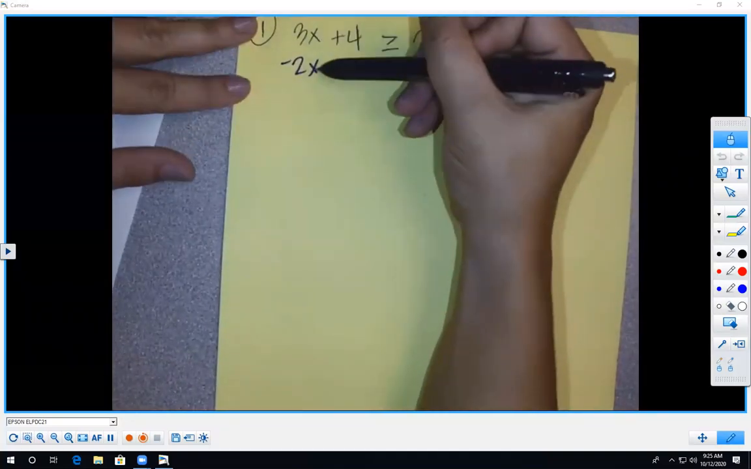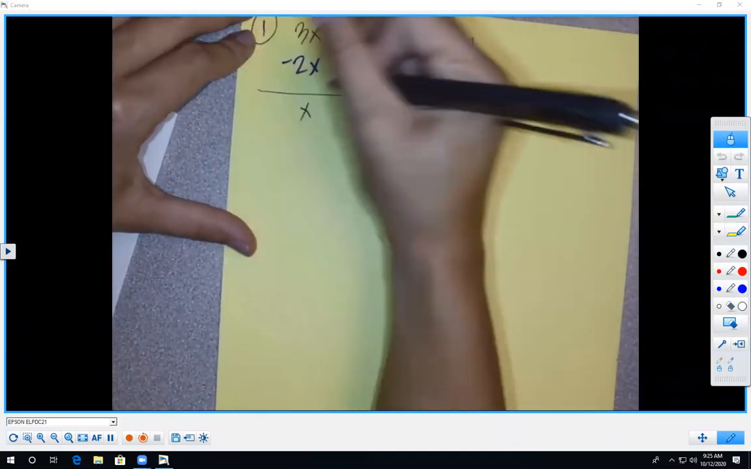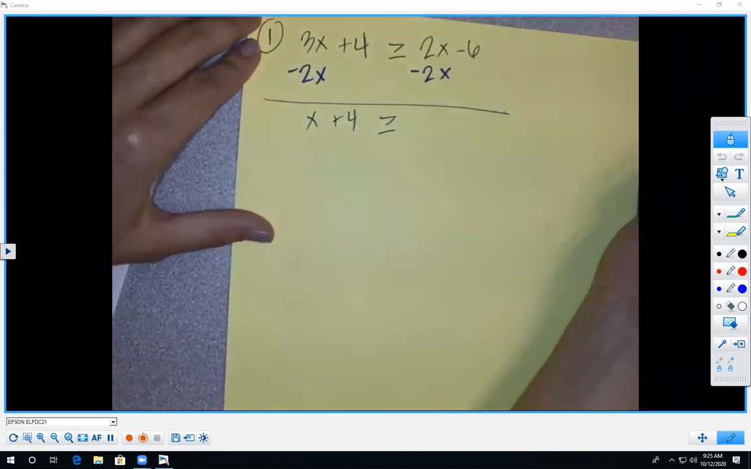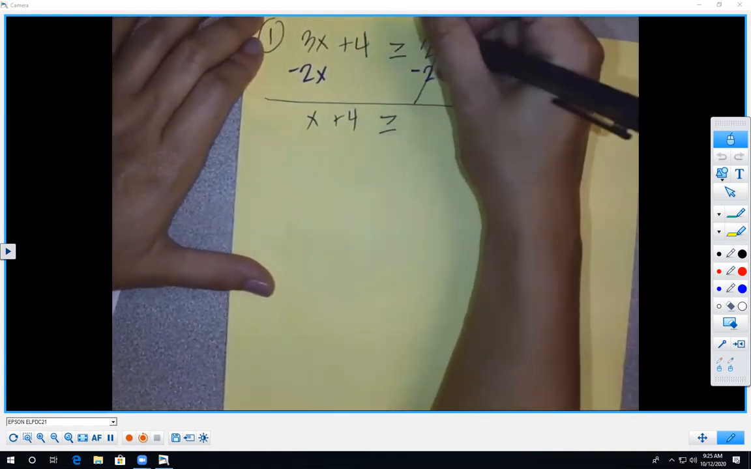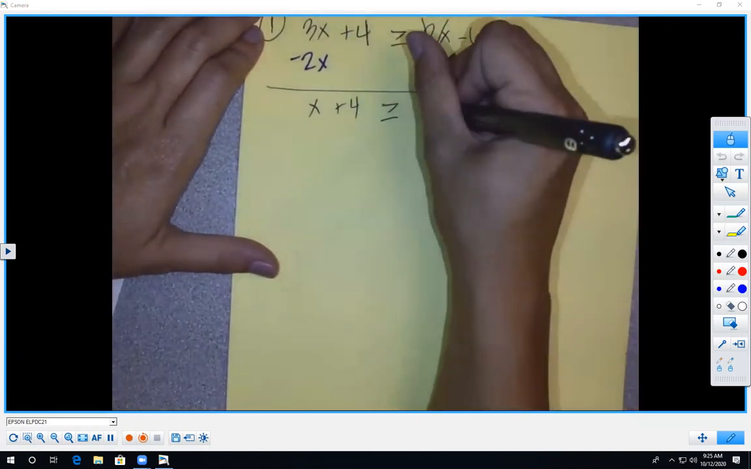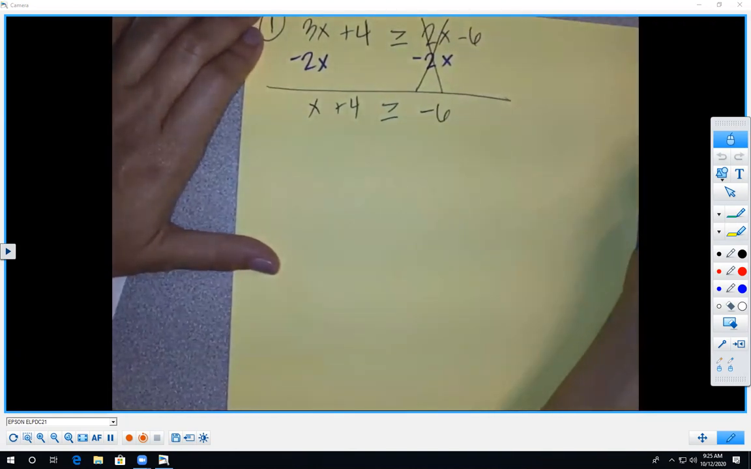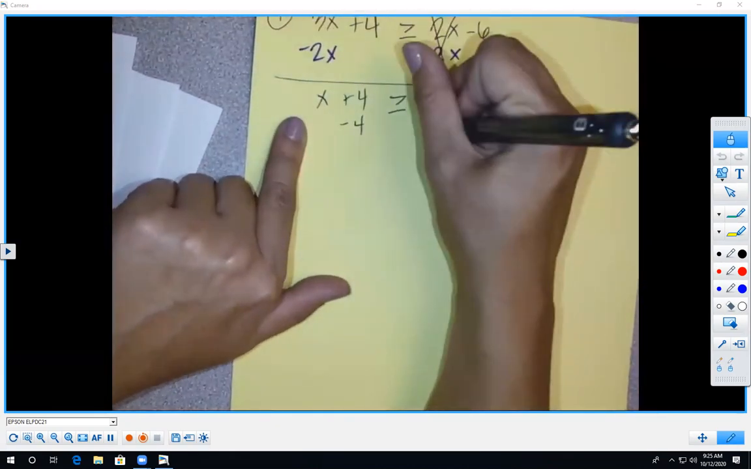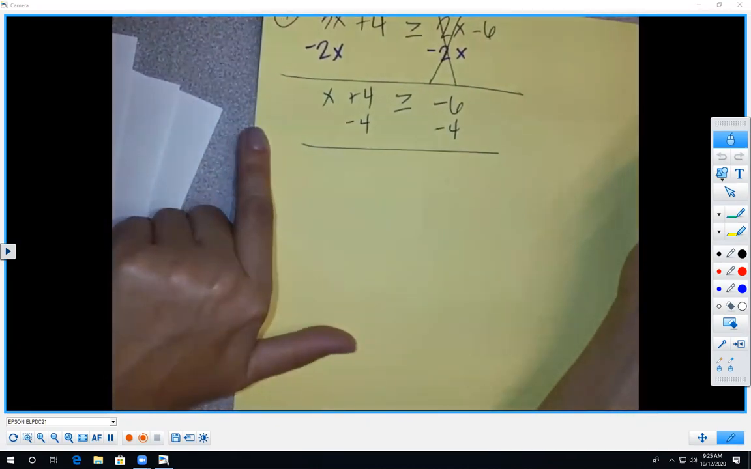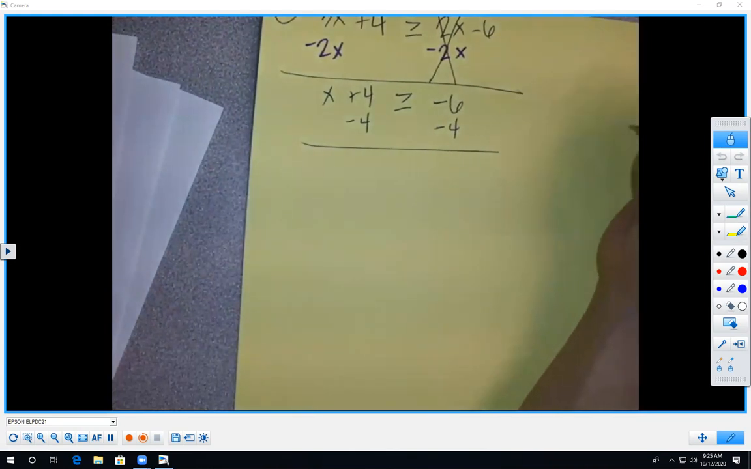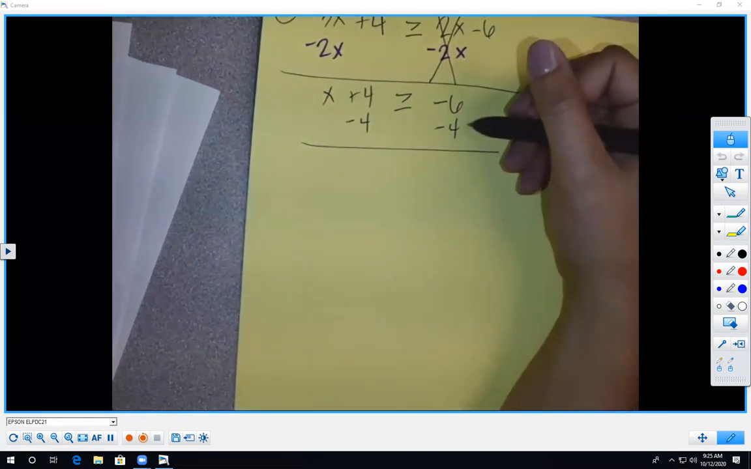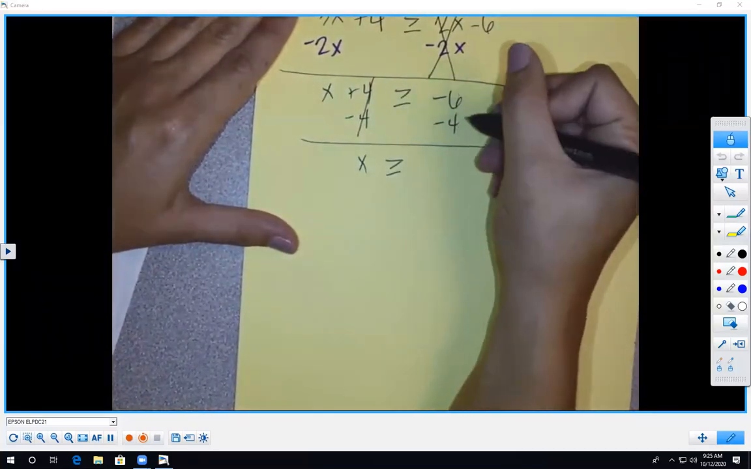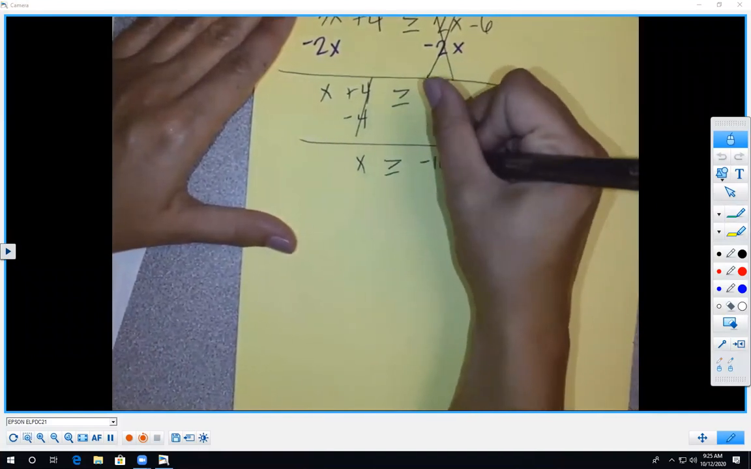So I get 3x minus 2x is 1x. Bring down the plus 4. Bring down your greater than or equal to sign. Your 2x's undo each other, and I'm left with -6 over here. Now, how am I going to solve for x? Subtract 4. Do I have to flip the sign here? No, why not? I didn't multiply or divide. I subtracted here. You're allowed to subtract. So I get x is greater than or equal to -6 minus 4. It's -10.